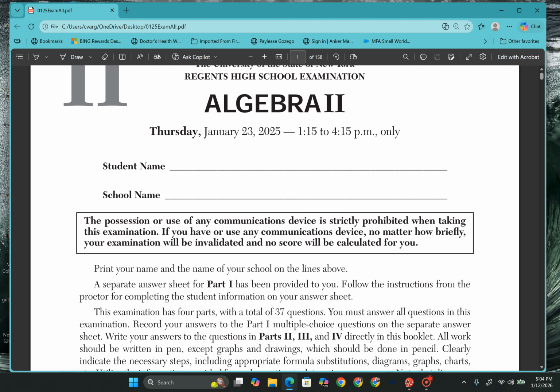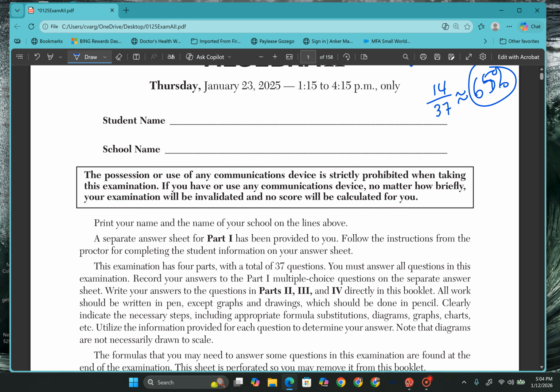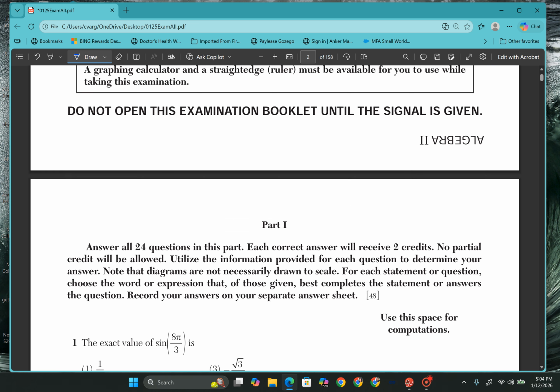Again, this is in light of the fact that right now we've only covered units 1 through 4. To pass this exam, you need at least 14 out of the 37 questions correct to get about a 65. What is this number? 65%. That's the conversion chart right now. We don't know what's going to happen in June, but let's do our best.